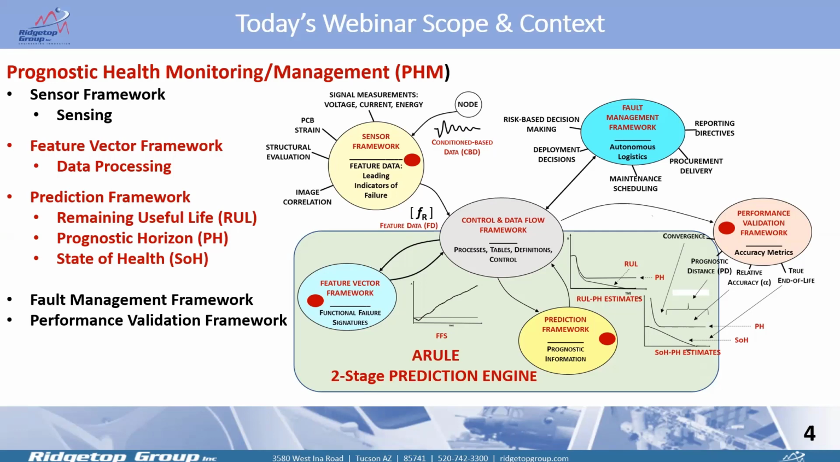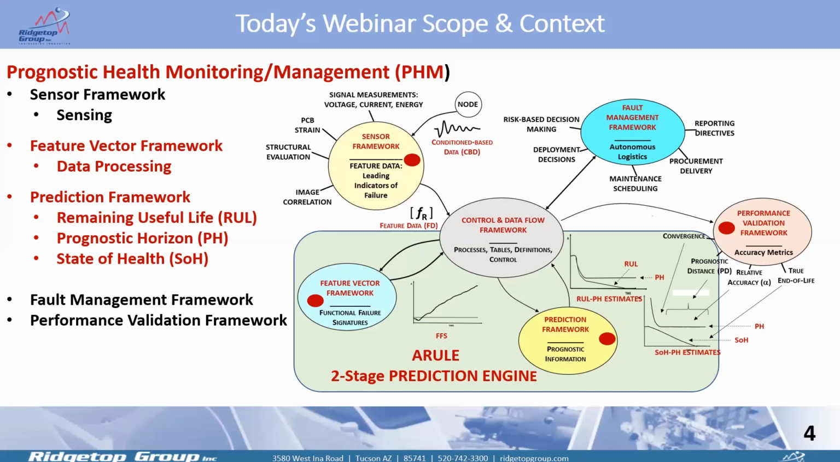Our ARULE is based upon what we call feature data, and we do that for a number of reasons. It's not practical for ARULE to provide a general sensor framework solution because that's, again, application dependent. It depends upon what sensors you're using, what the failure mode is, and the construction and configuration of the system being monitored. That's really not a general type of solution.